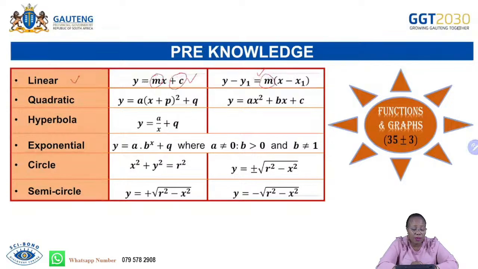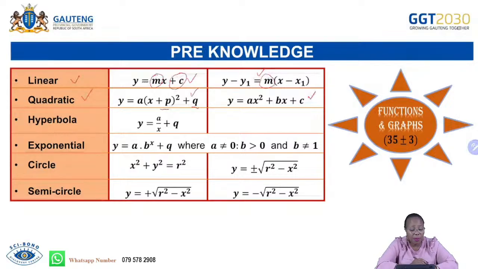Secondly, we have the quadratic function or the parabola graph, with the original equation y equals a into (x plus p) squared plus q, where p and q serve as your turning point coordinate. Alternatively we have the original y equals ax squared plus bx plus c.